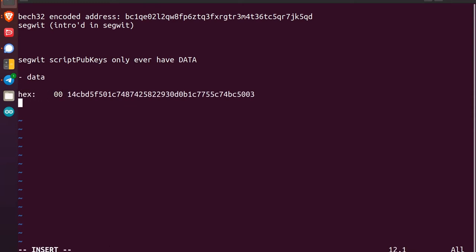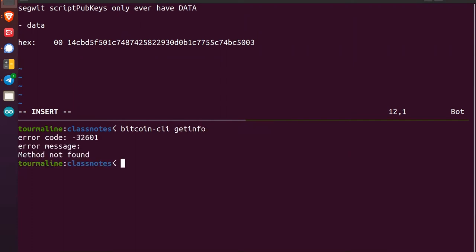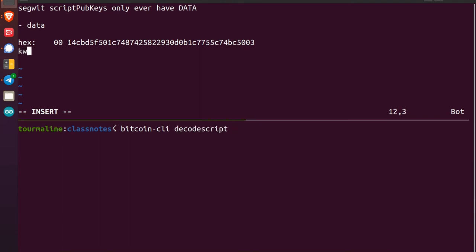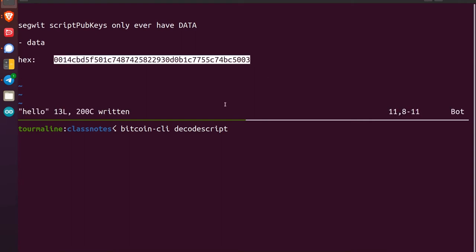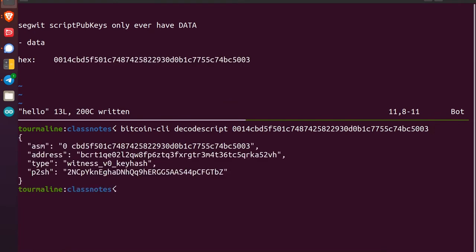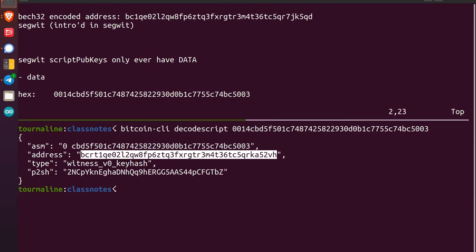If you take this and put it through Bitcoin CLI, and pop it into decode script, it tells you the address, which matches what we found on the internet. Does it match? Does not match that.